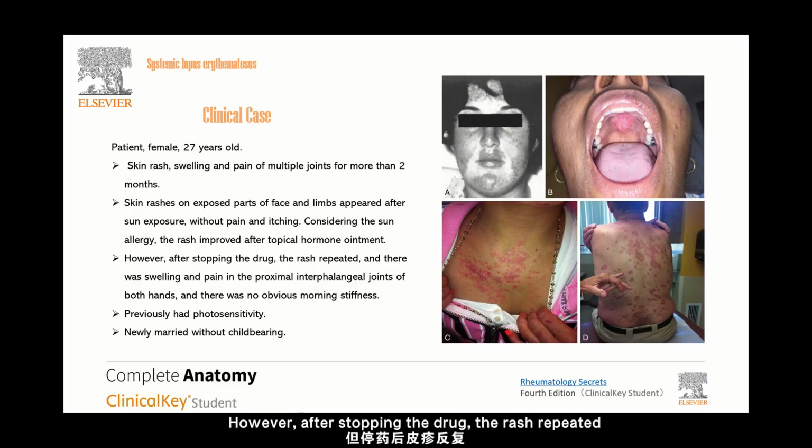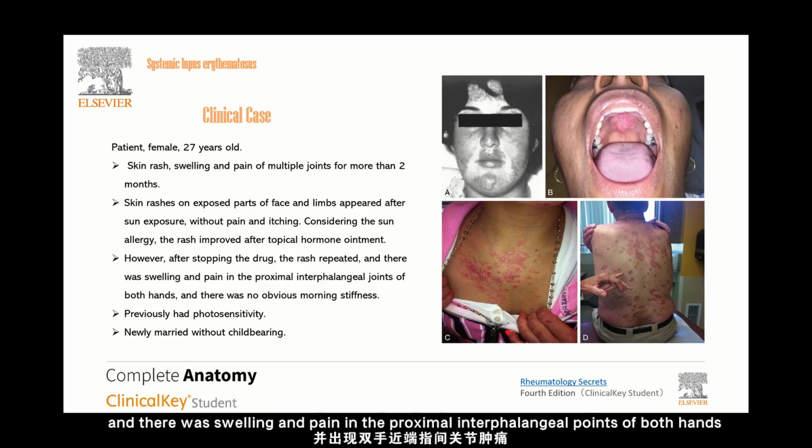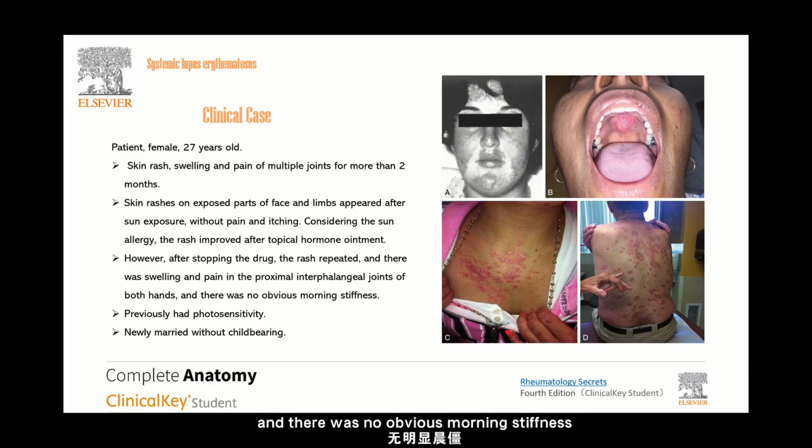However, after stopping the drug, the rash recurred, and there was swelling and pain in the proximal interphalangeal joints of both hands, with no obvious morning stiffness. Besides, this patient has a history of photosensitivity in the past, and she is newly married and has no child.